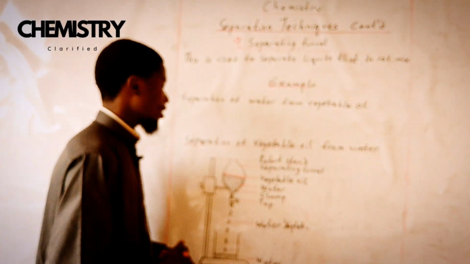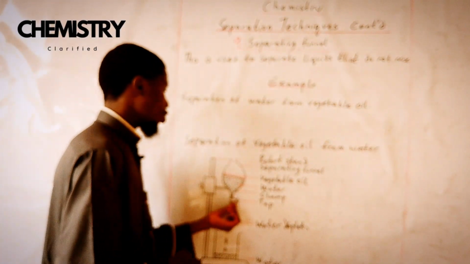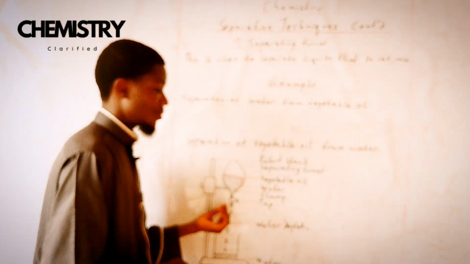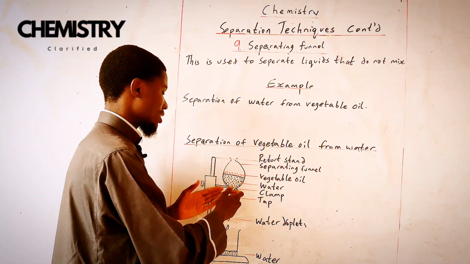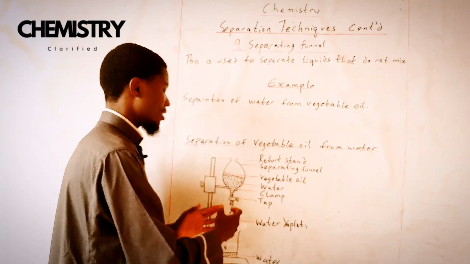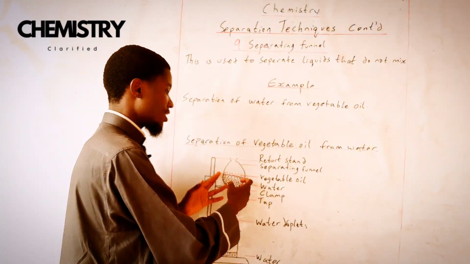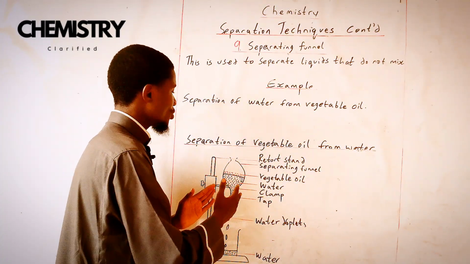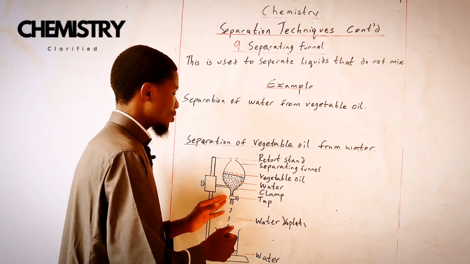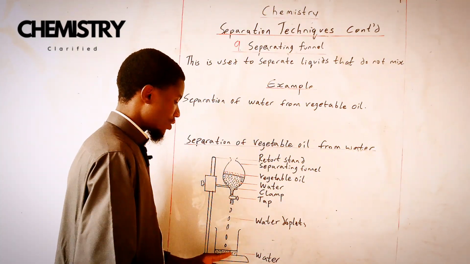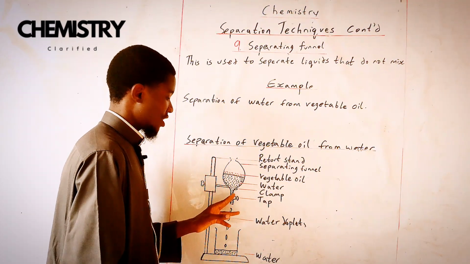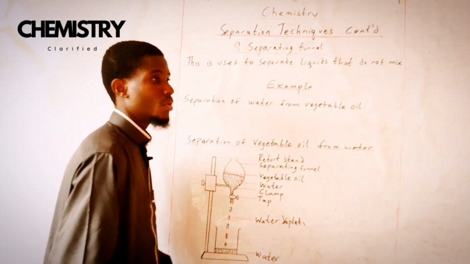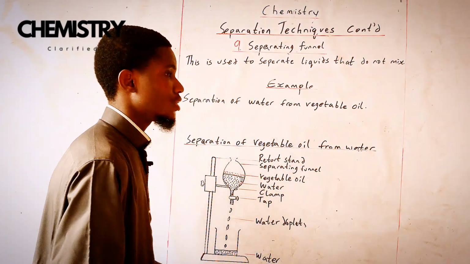Now, what are you going to do? You are going to open the tap. The separating funnel has a tap at the bottom. When you open the tap, the water is going to start flowing through, and when you get to the layer of the vegetable oil, you close the tap. So using this method, you have separated the water, which is now in your beaker, from your vegetable oil, which is now left in your separating funnel. So that's how the separating funnel works.